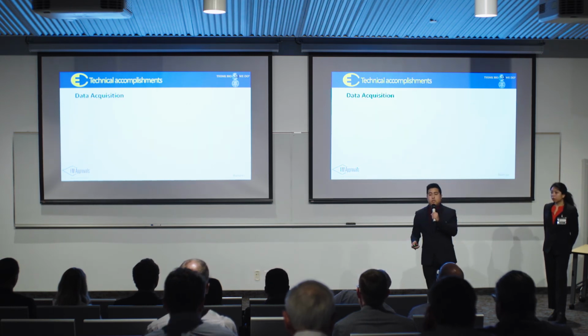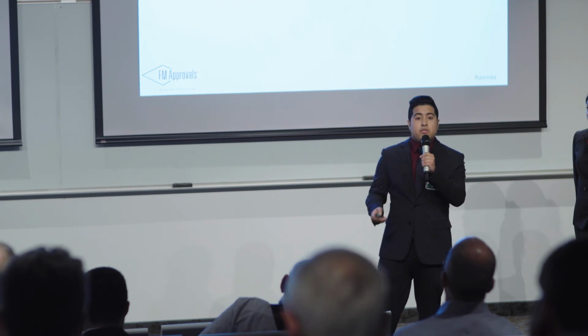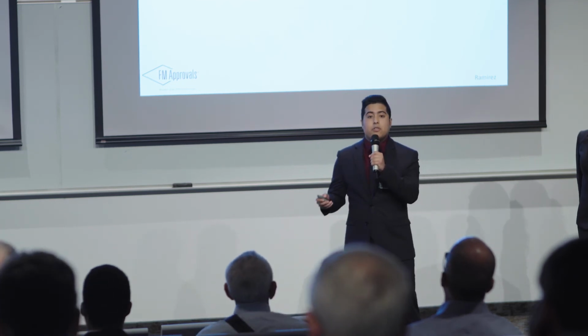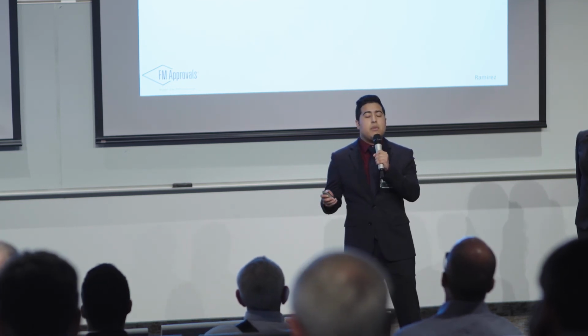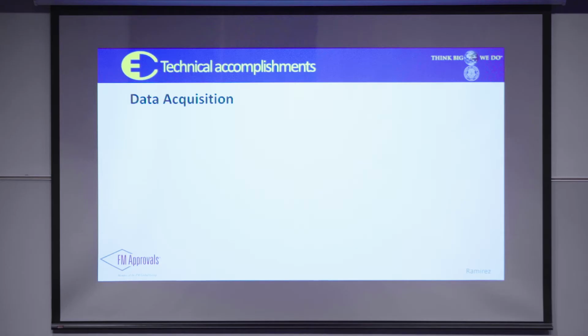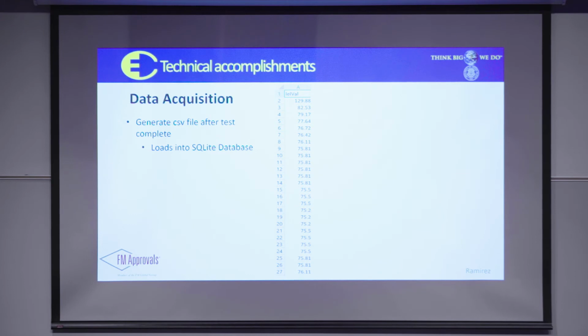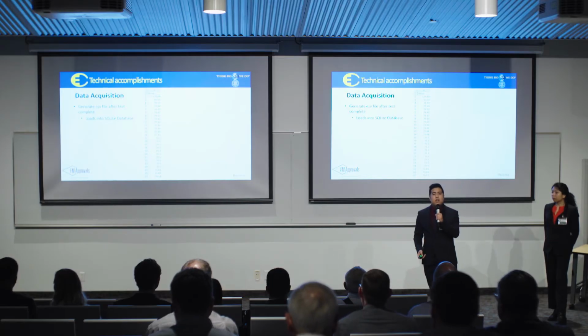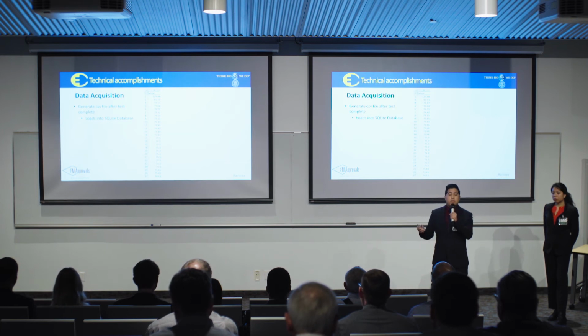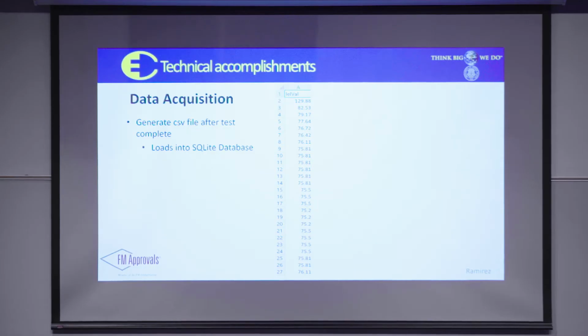As for our data acquisition, we are currently generating a CSV file at the end of the test that contains all the data points of the lower explosive limit percentages that we allocate every half second, as shown here. Once we generate that CSV file, we'll load that data into our SQLite database, but we didn't want to stop there. We came up with the idea that we could possibly auto-generate the test report itself.